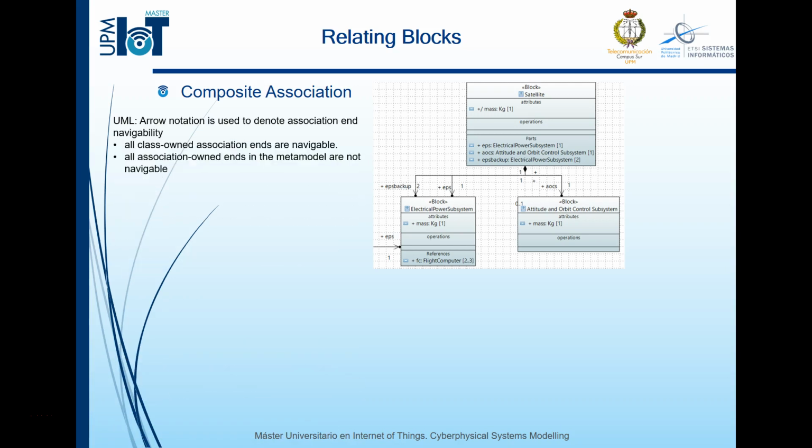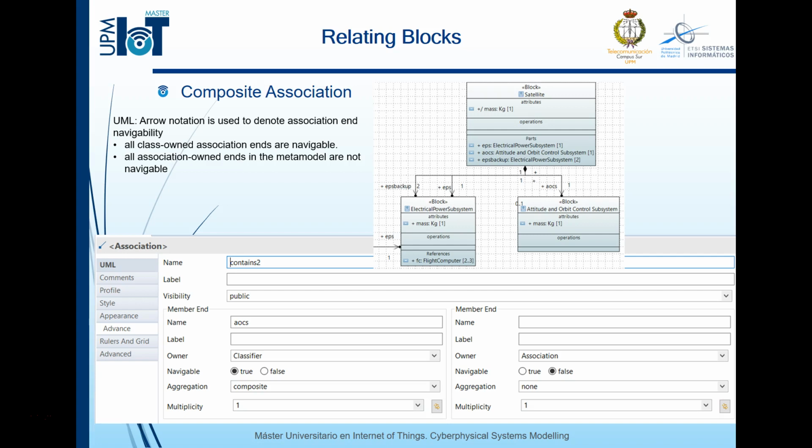Okay, don't forget, in UML, the arrow notation specifies that in this kind of association, the ends are always navigable, and the class owned association ends are navigable, but the part that is owning the composition is not navigable. So it's easier if you see what I mentioned now.